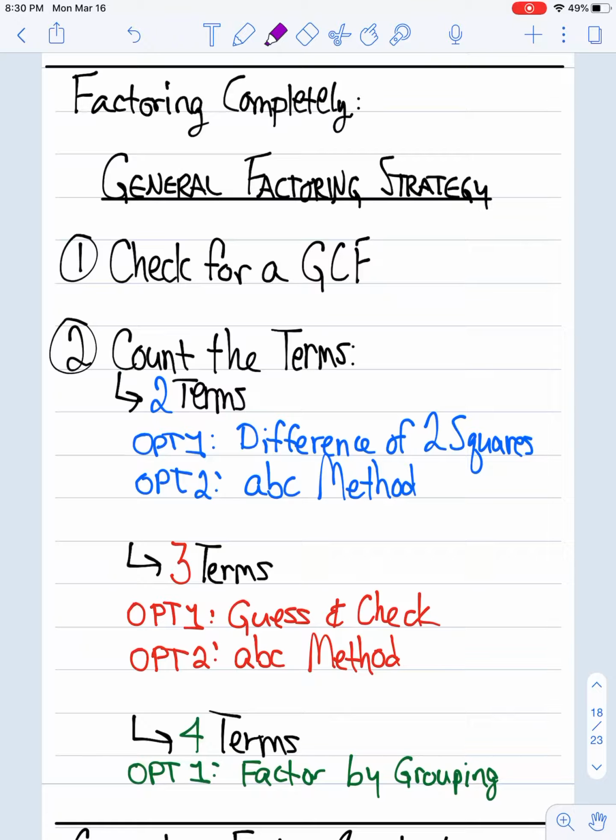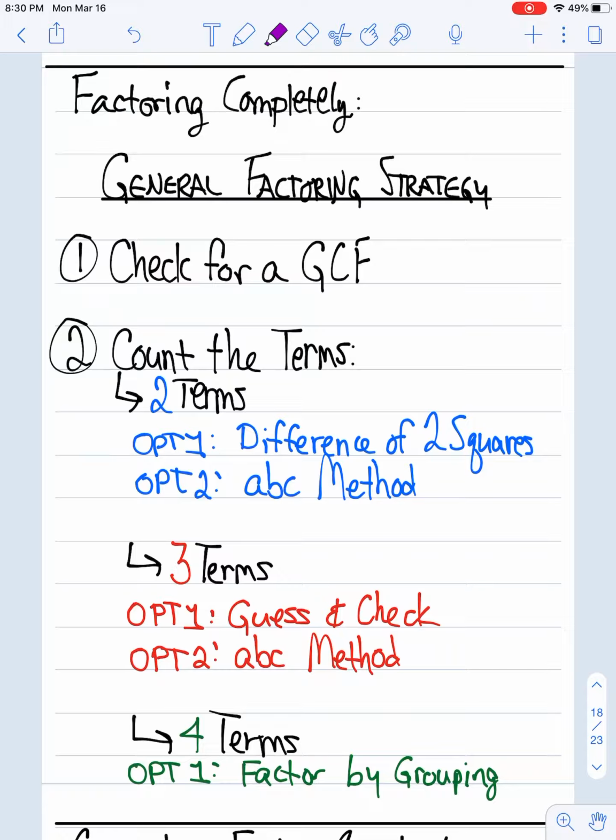This is the last video I'll have for you for factoring, and this one's for factoring completely. So we're going to take everything we've learned so far in the previous videos, combine it all together, and get one general strategy for how to factor an expression completely. There's not really any new stuff in here. We're just going to summarize what we've done and then do maybe a couple of examples, and the rest of it is going to be on you.